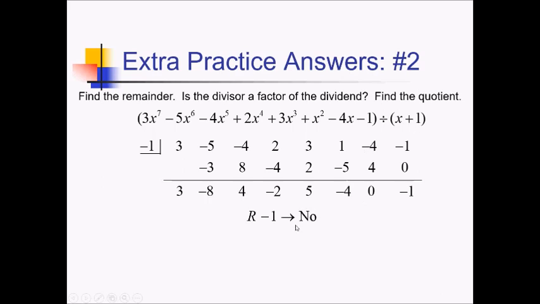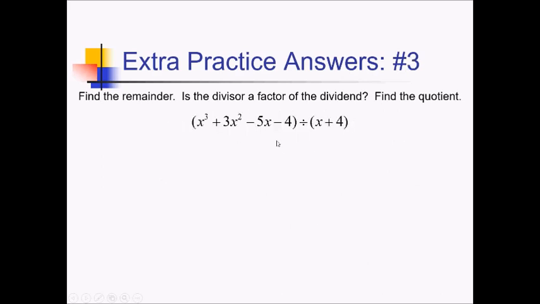For the quotient, that's going to be all these numbers except for that remainder of negative 1. So we have a 3 for our first coefficient on the quotient. That's going to be 3x to the one exponent lower than we started with, so 3x to the 6. And then we have minus 8x to the 5th, plus 4x to the 4th, minus 2x cubed, plus 5x squared, minus 4x. And you don't need to write a plus 0, but that 0 does represent the constant that you don't see in the quotient.